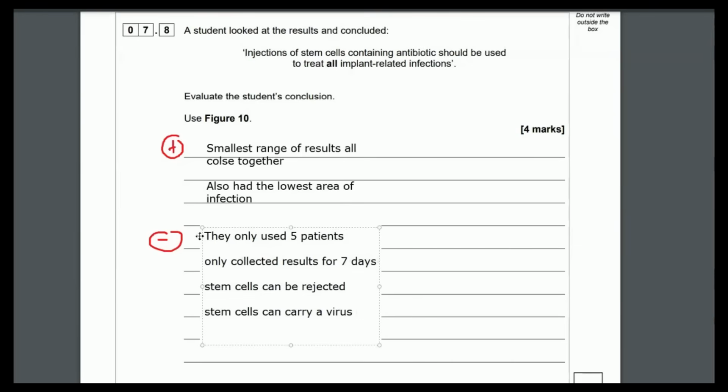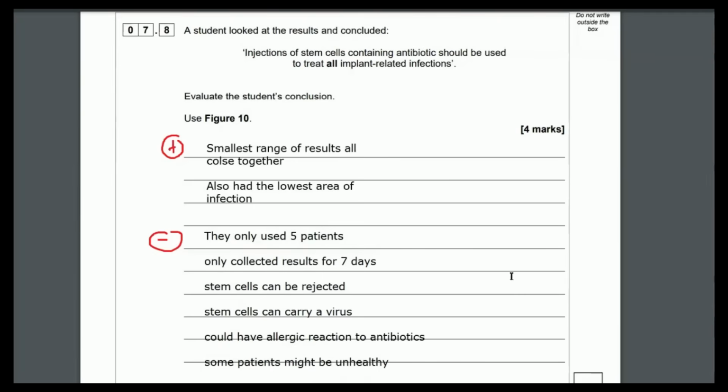Also, stem cells can carry a virus. Something you need to know about stem cells is that they can get rejected by your body as well. And antibiotics are a drug, and they can have side effects, or you can have allergic reactions to the antibiotics. Some of the patients might actually be unhealthy. We didn't learn a lot about the patients. We didn't know their body mass. We didn't know their age. We didn't know lots of different things about the patients that could affect these results as well.